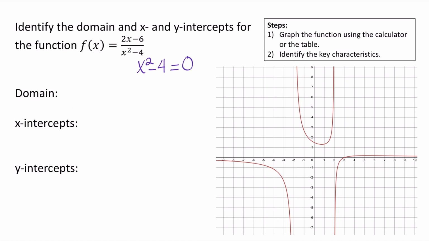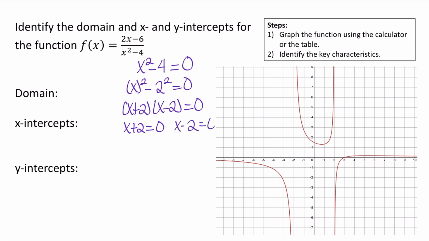So if we set that equal to 0, remember we can solve that by factoring. X squared minus 4 is basically x squared minus 2 squared. So that can be factored as x plus 2 times x minus 2. And so we're going to set each factor equal to 0. When we do that, we get x plus 2 equals 0 and x minus 2 equals 0. When we solve each of these miniature equations for x, we get x equals negative 2, and we add 2 to both sides, and we get x equals 2. So that means we're going to have vertical asymptotes at x equals negative 2 and at x equals 2, right? Just like what's seen in our graph here.